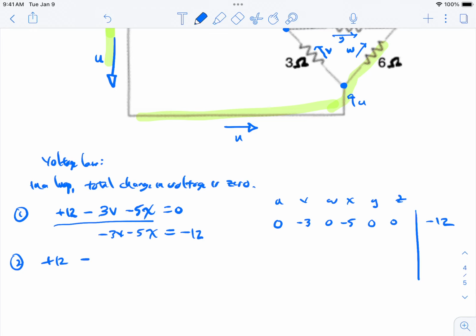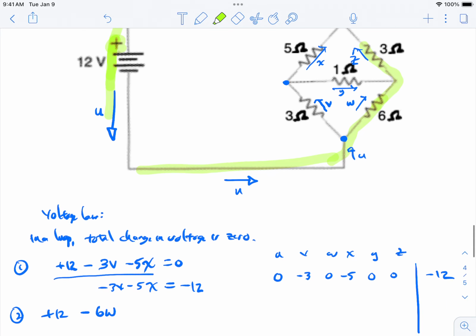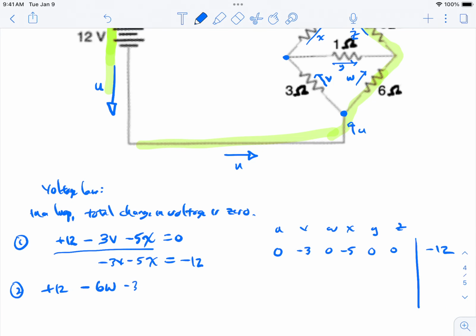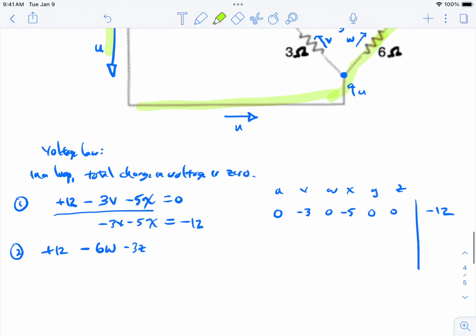I'm losing pressure, so it's minus, and then you multiply 6 times W. And then you come around this way. I'm losing pressure again. That would be a 3 times Z. And then I get back to where I started, so it equals 0. So we've got a negative 6W minus 3Z, and I'd want to put the constant on the other side. Let's code that: nothing times U, nothing times V, negative 6 times W, nothing times X, nothing times Y, negative 3 times Z, negative 12 on the other side.